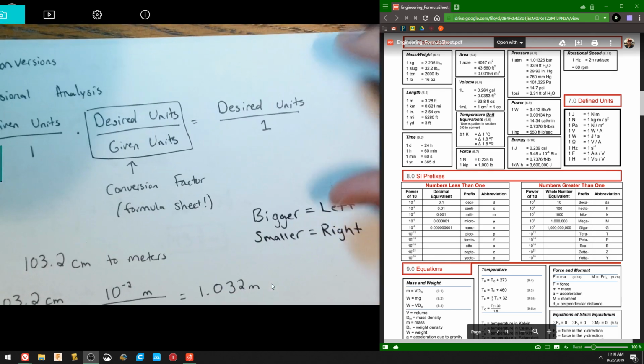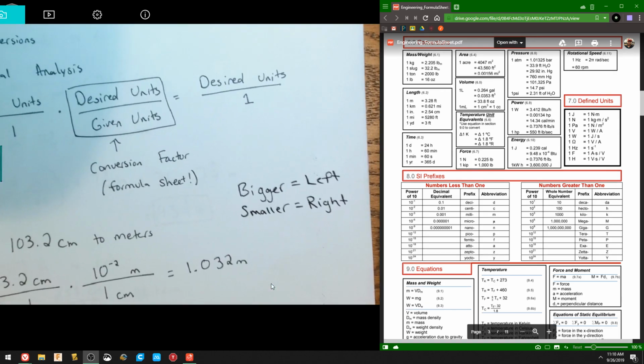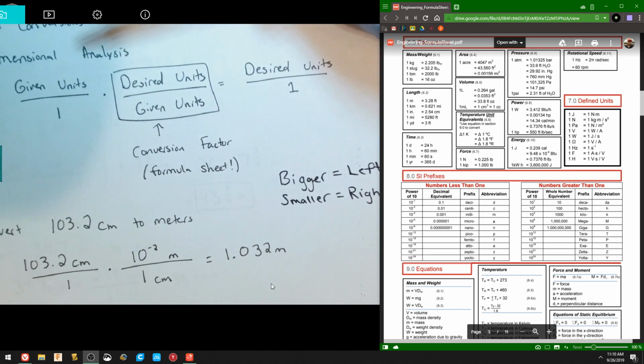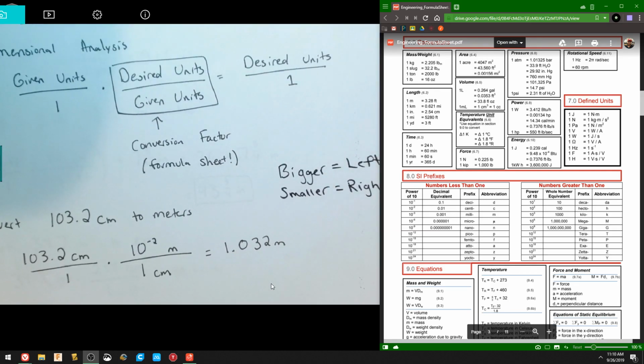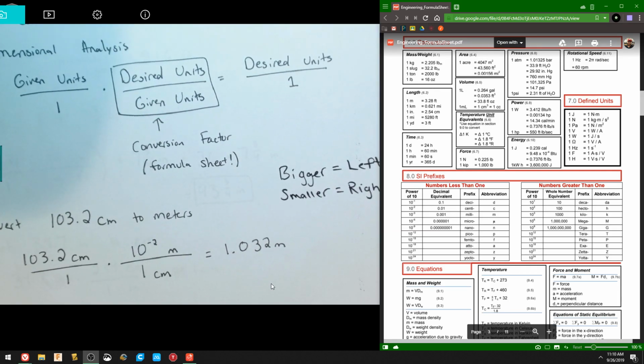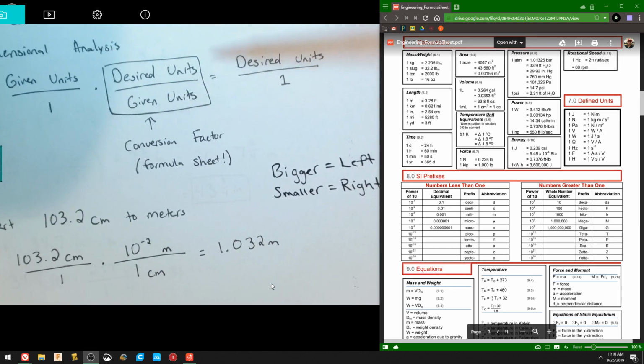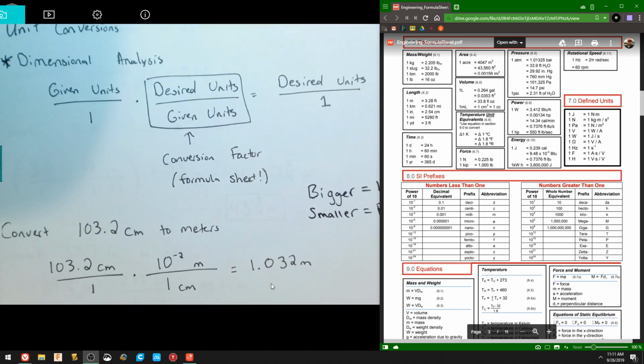It's basically just a standard in a sense, right? So we have a unit given to us, and we're trying to convert it. I would write this little system down right here, okay? Dimensional analysis: given units over 1, multiplied by desired units divided by given units, will give you what you're trying to get in the end. Okay? This is called a conversion factor.